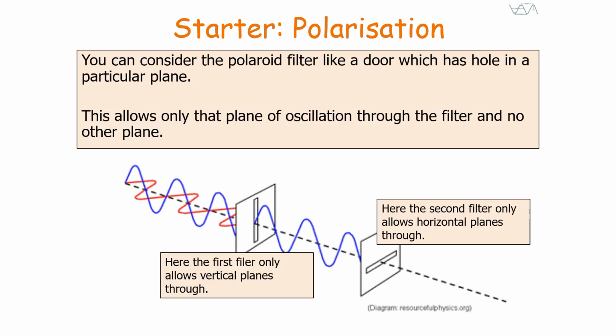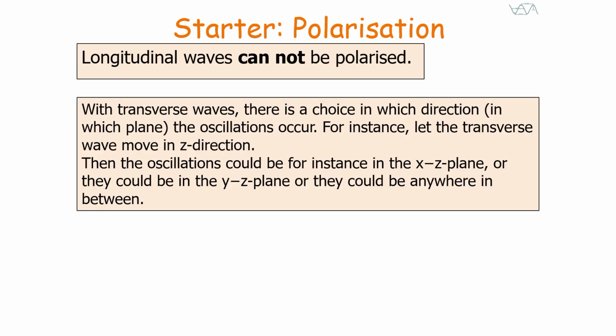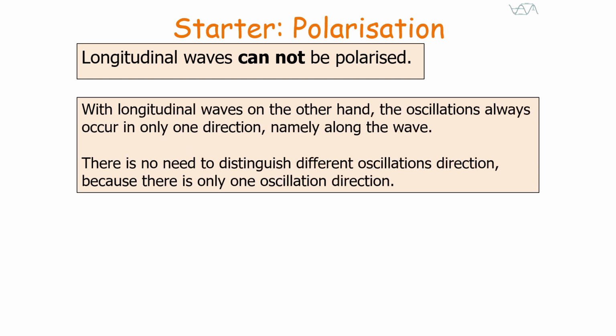So you can consider a Polaroid filter like a door which has a hole in a particular plane, so it only allows that plane of oscillation through the filter and no other plane. Now, longitudinal waves cannot be polarized, because with a transverse wave there's a choice in which direction the oscillations occur. So the oscillations could be in the XZ plane, the YZ plane, or anywhere in between. Now, with longitudinal waves, the oscillations only occur in one direction anyway, parallel to the propagation. So there's no need to distinguish between different oscillation directions, because there's only one oscillation direction.